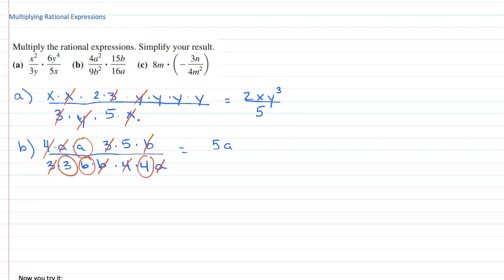Remember, the numbers go first. And then I've got 3 times 4 times b. So 3 times 4 is 12. And there's just one b, so I just write b.